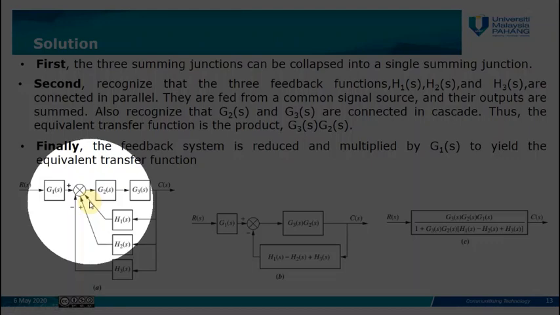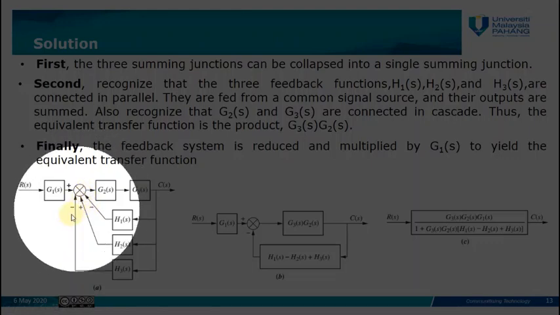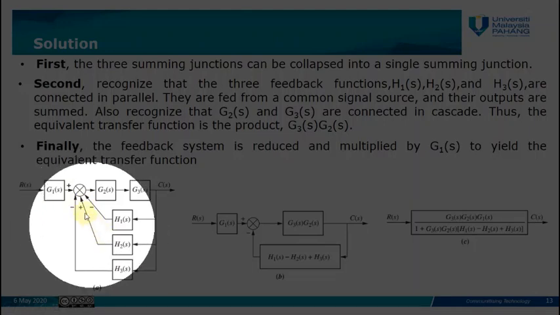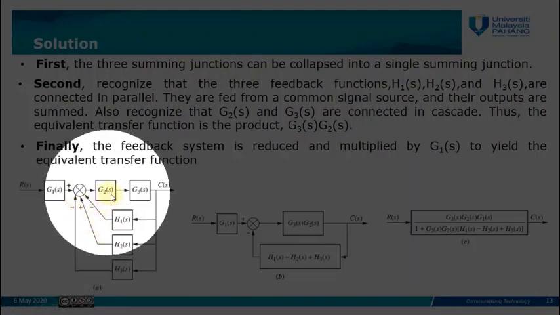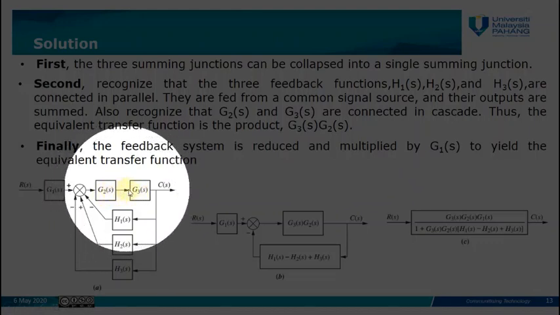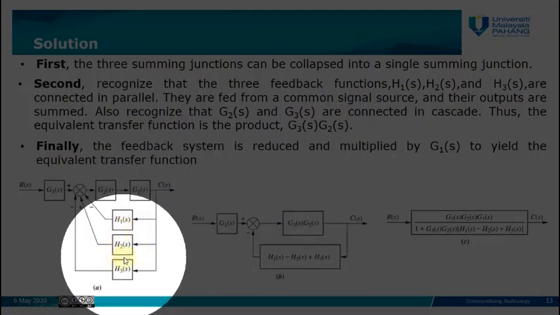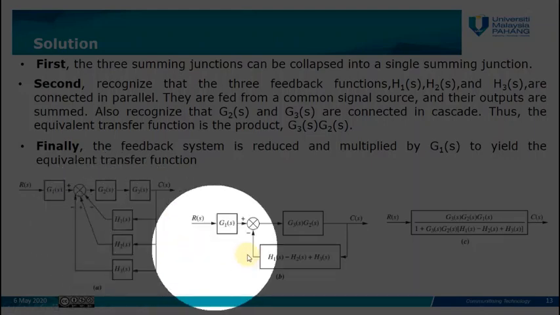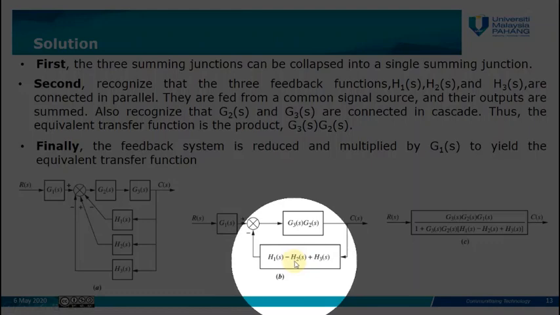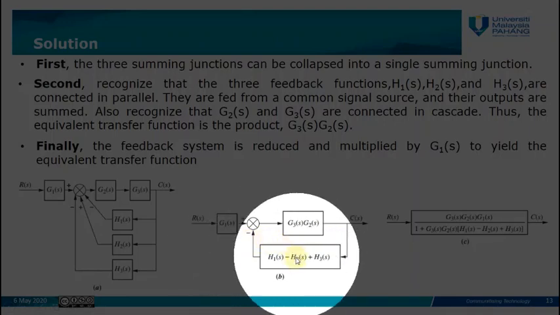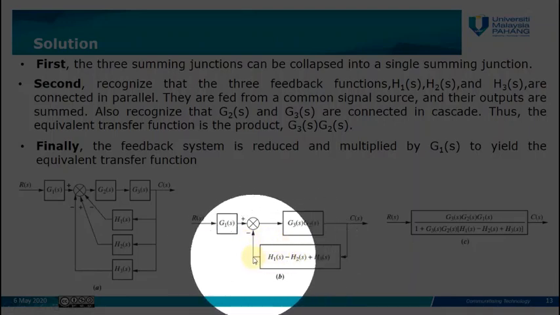First, we combine three summing junctions into one summing junction, considering the sign of the inputs. Here we have negative for H1, positive for H2, negative for H3. Then the next step, these two blocks are in cascade, so it gives you G3 G2. Now H1, H2, H3 are in parallel, so it will give you H1, negative H2, positive H3, with one input here. Since we already combined them in parallel, we need to do an algebraic sum for all the inputs, and we consider the sign.